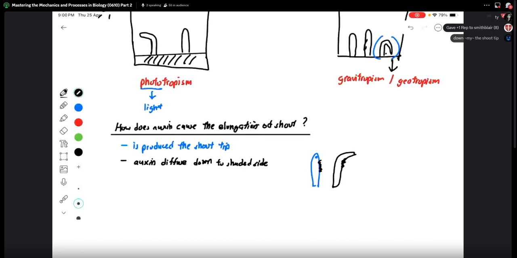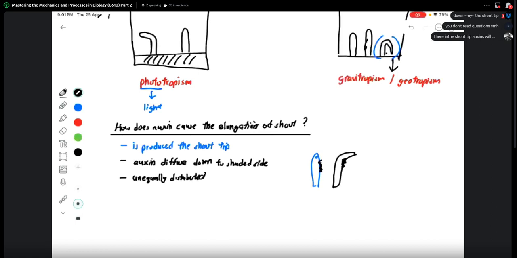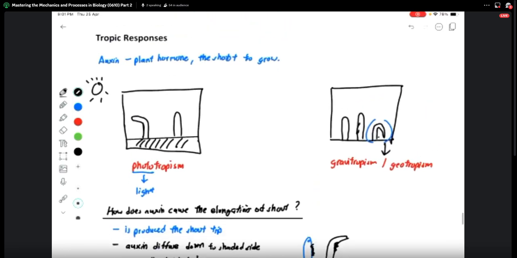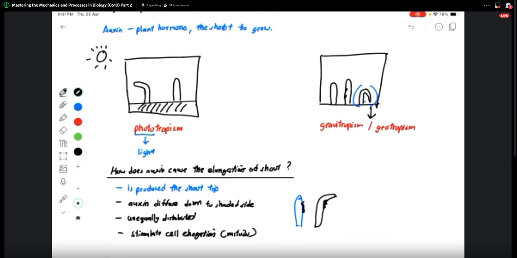And of course, it will be unequally distributed, most importantly. But mainly, it's always going to the shaded region. Then this will stimulate cell elongation, which you can also mention by mitosis. That's it. So this is very simple for tropic responses. So any questions?